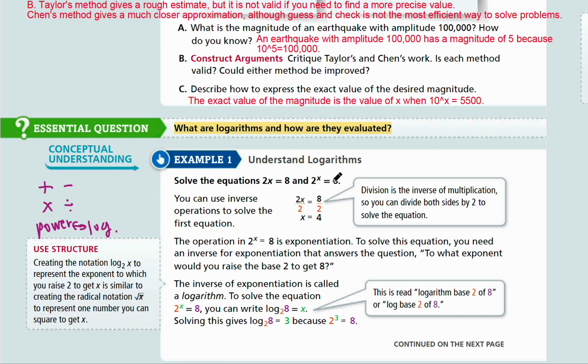So if we have an exponential equation, 2 to the power of x equals 8, we can see that the base will equal the base of the log. So log base 2 of 8 is equal to x, which is the power. So you can convert an exponential equation to log using this form.